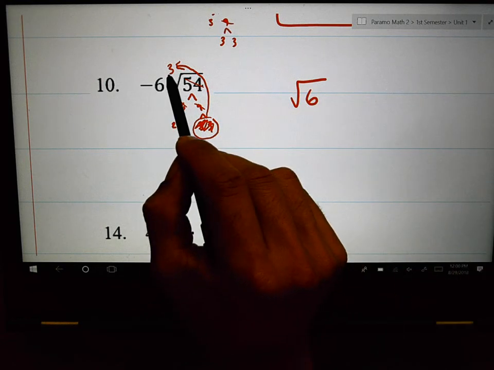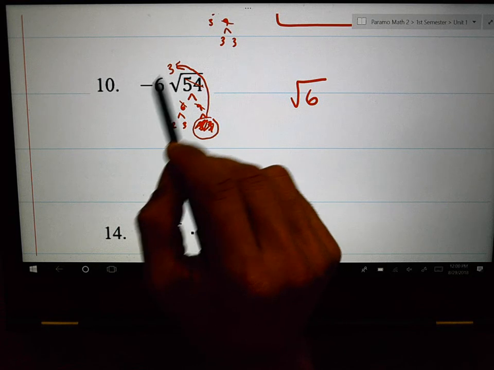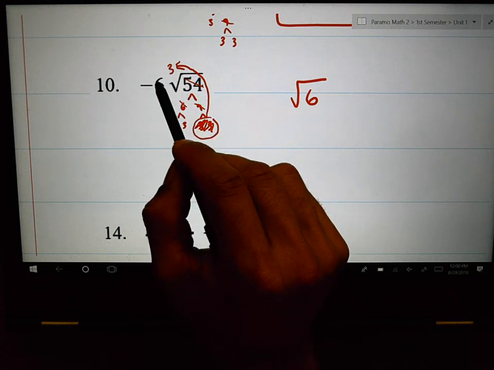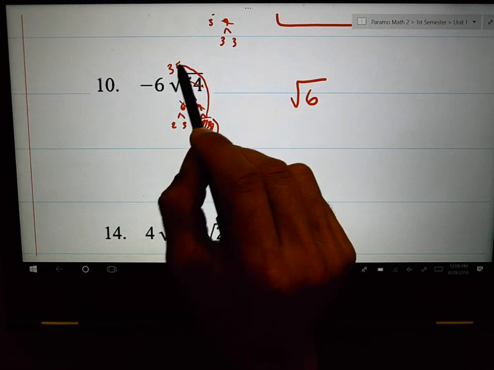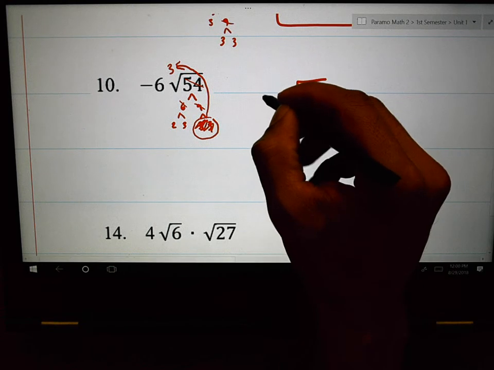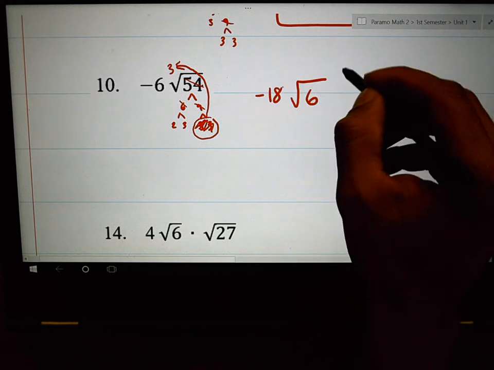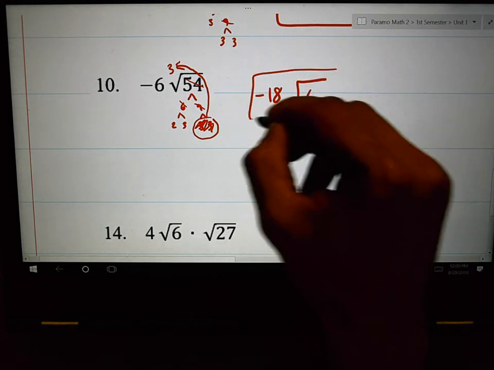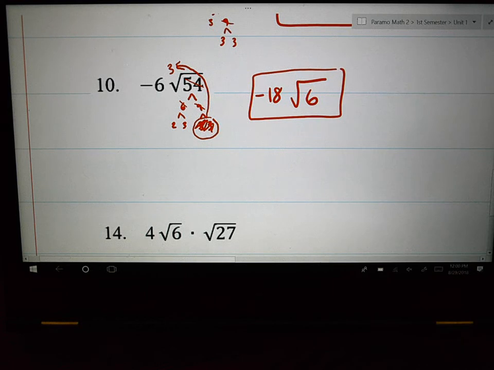What do I do with the 3 and the 6? Multiply. 3 and 6 multiplies. Don't forget it's a positive times a negative, so it's going to be negative 18. And that is our answer. I'm going to stop your notes right there.